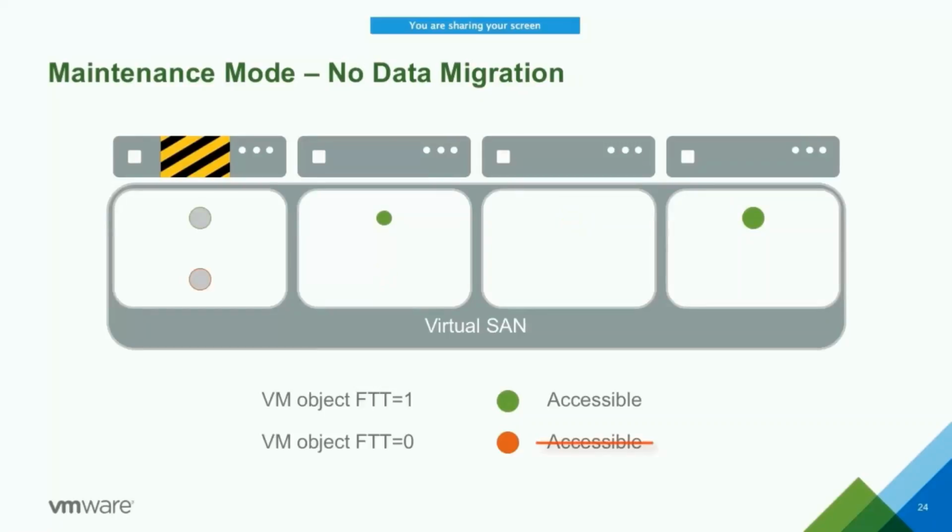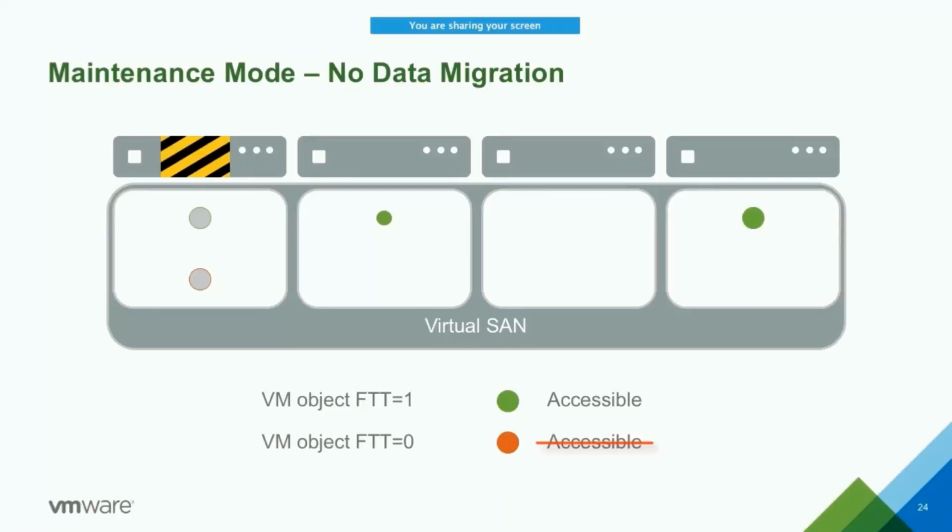The last option to consider is no data migration, and normally this is not a big deal to worry about unless you do have objects that have FTT equals 0. So in other words, objects with only one replica, because depending on where that component sits in the environment, if you put a host in maintenance mode, you don't do any data migration, and the only copy of that component is on the host that is going into maintenance mode. As you would expect, that component will no longer be available. Where this might be useful is if it's okay for objects with FTT equals 0 to be down for a little while. If that's the case, then no problem.